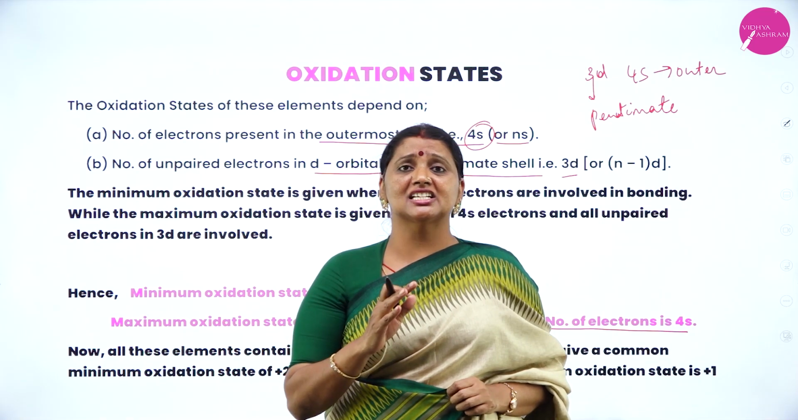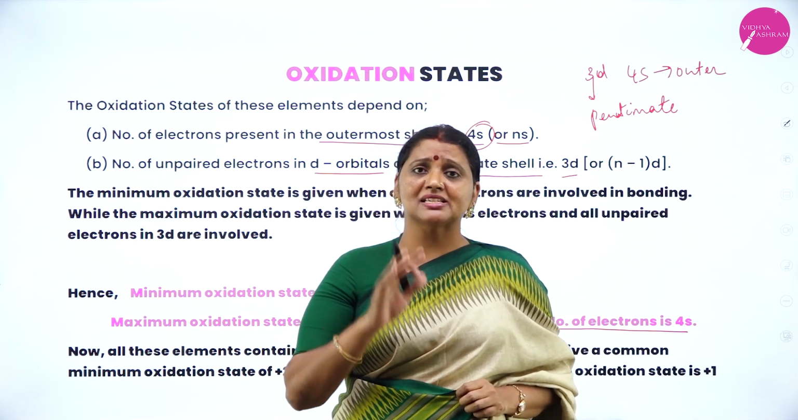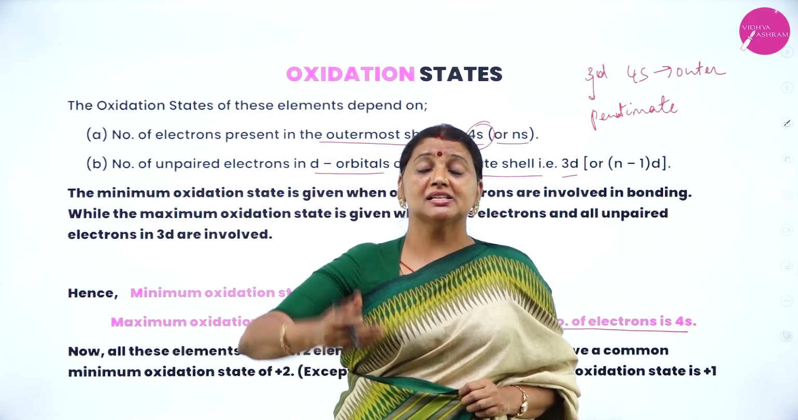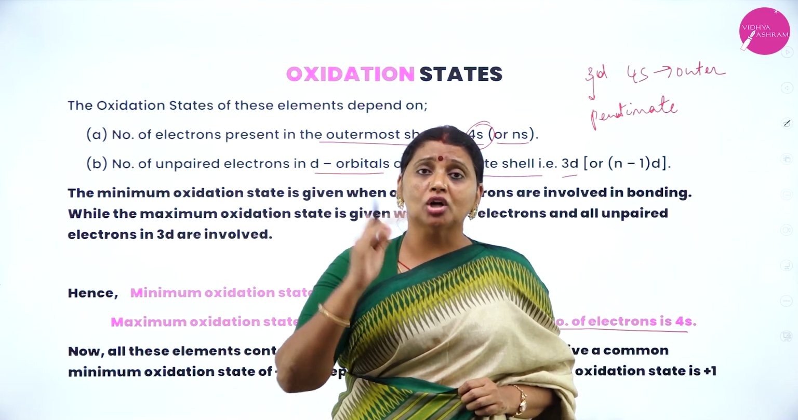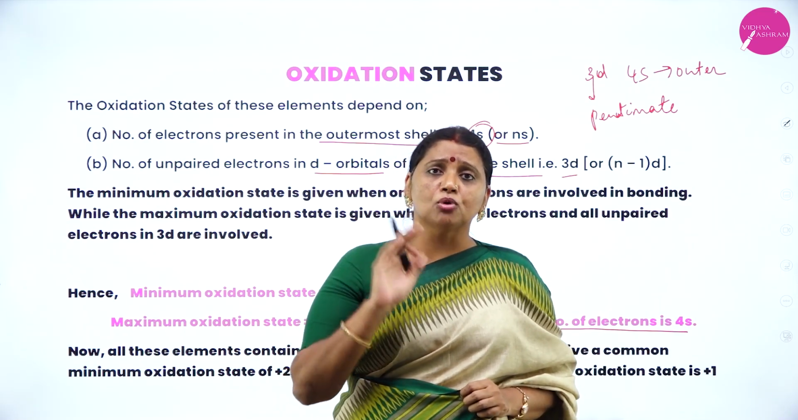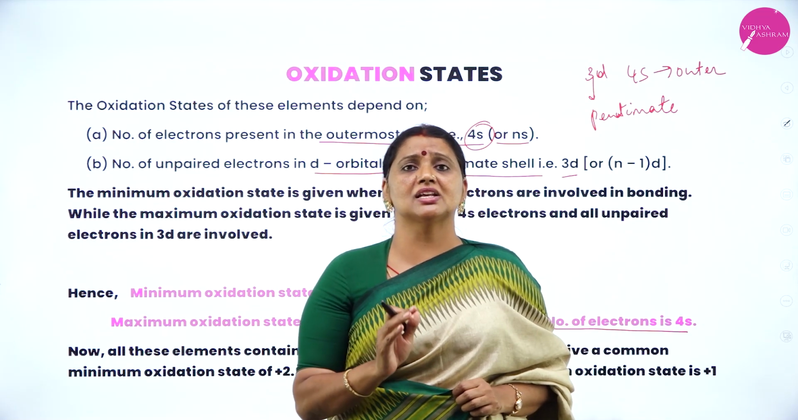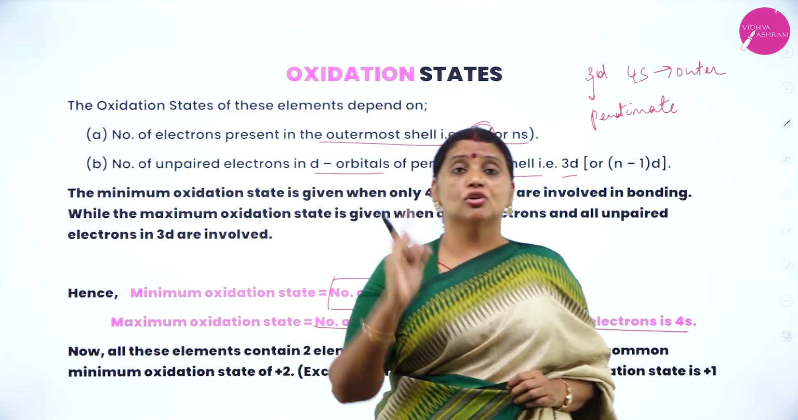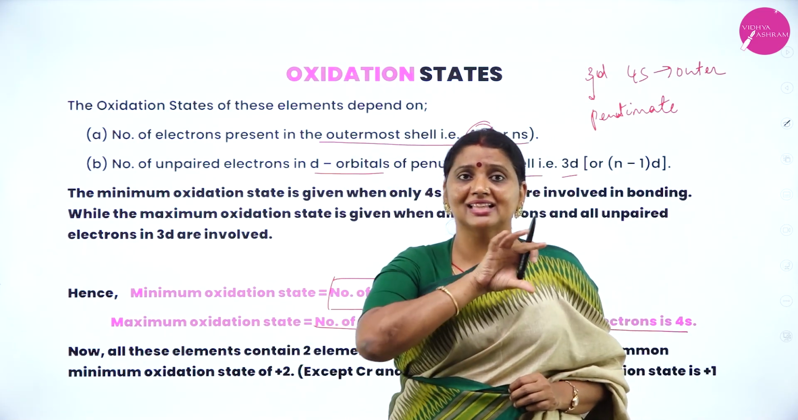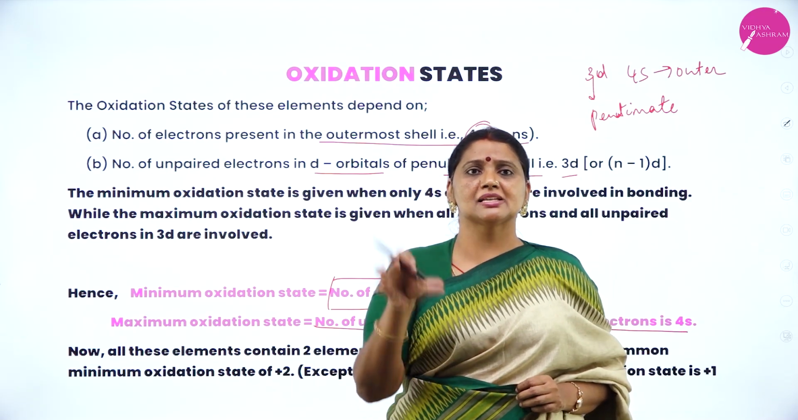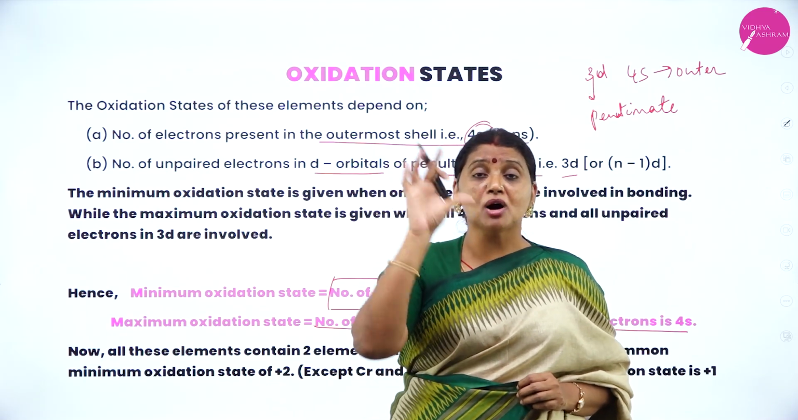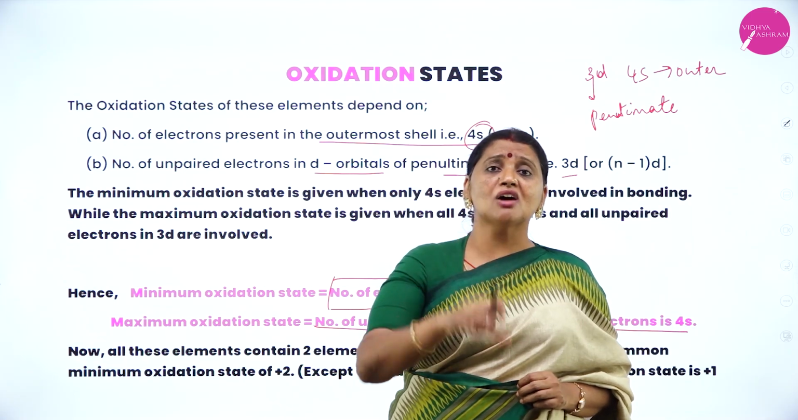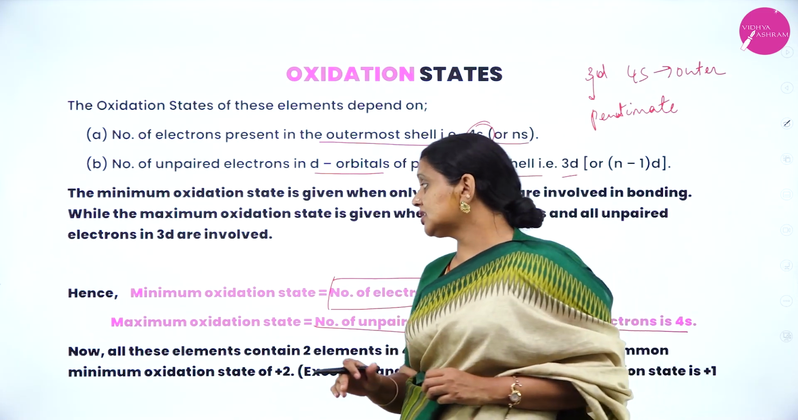Minimum oxidation state is the number of electrons present in the 4s orbital. Maximum oxidation state is the total number of electrons present in both the 4s orbital as well as what? The 3d orbital. 4s orbital plus 3d orbital, that electron count is nothing but what? Maximum oxidation state. Minimum oxidation state is the number of electrons which is present in the 4s orbital.